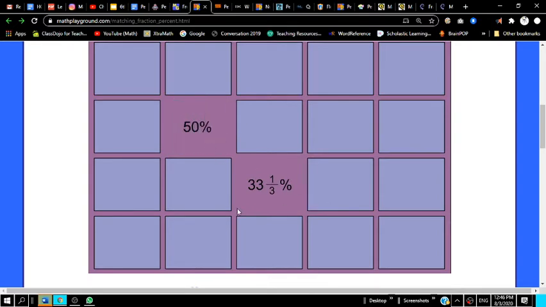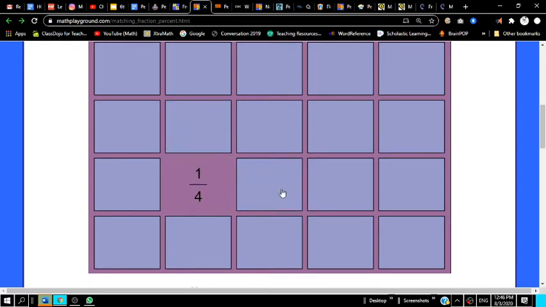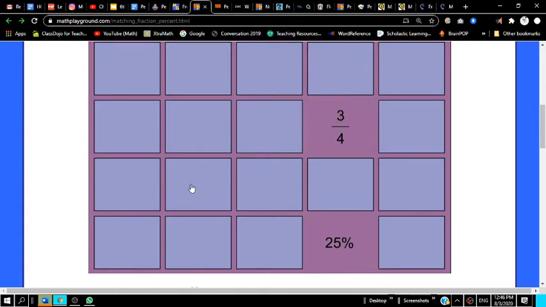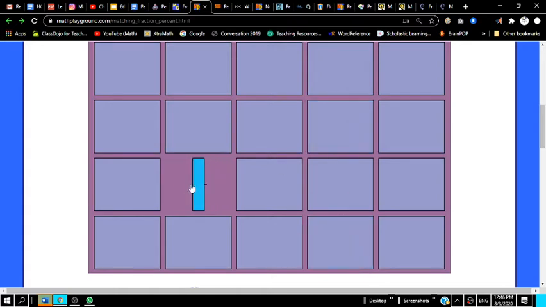Very bad at this game. 50%. Anyway, you get the idea. 1/4. I'm determined to get at least one of these, but I'm not very good at remembering. No, was it here? 1/4, 25%. Yes, I finally got one.